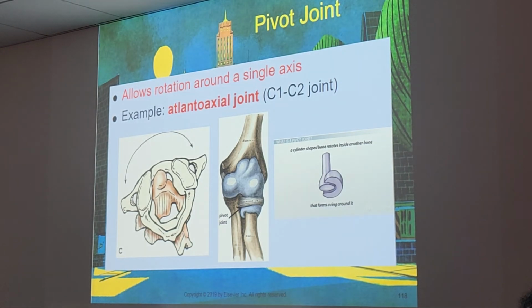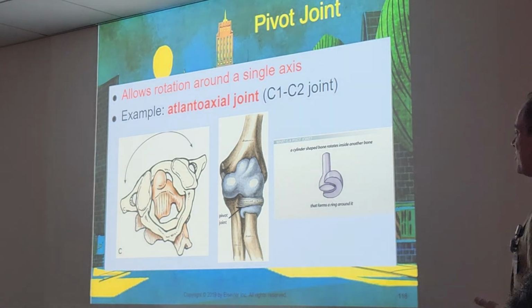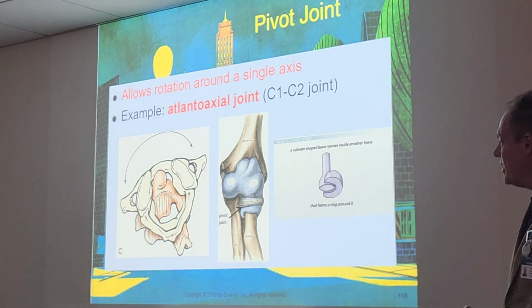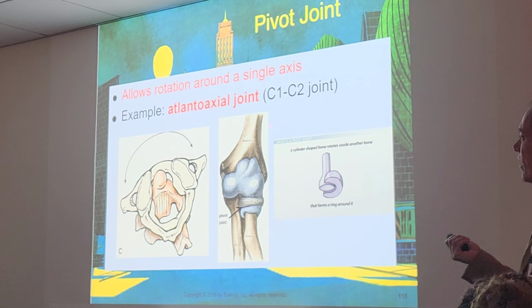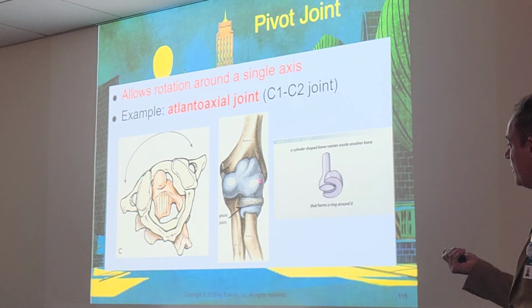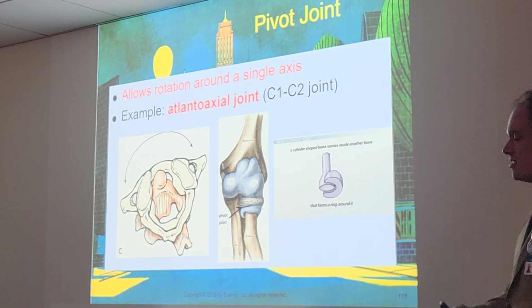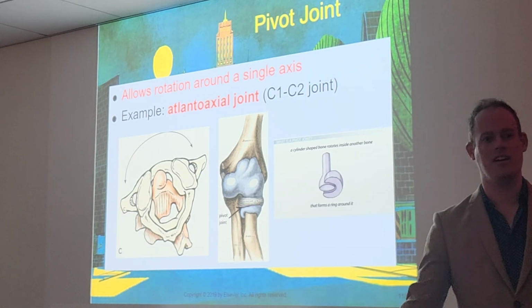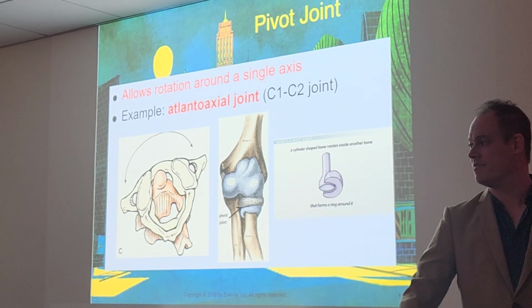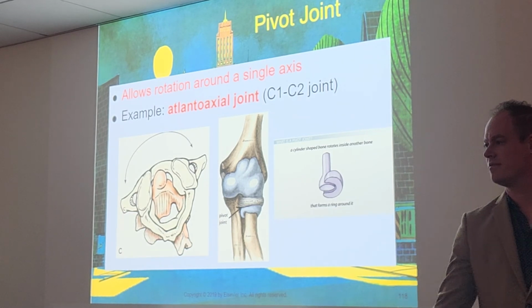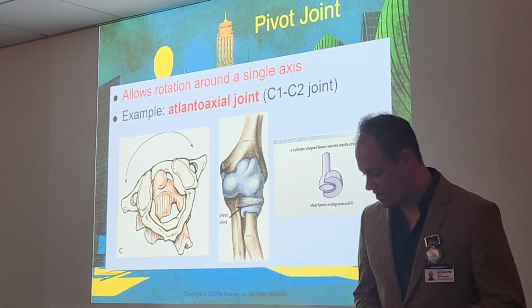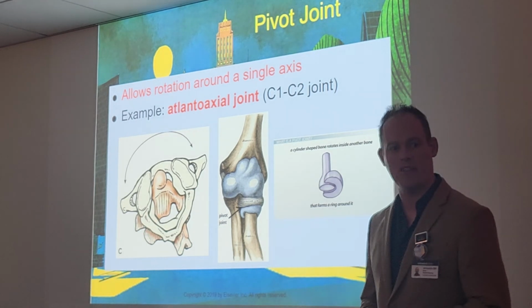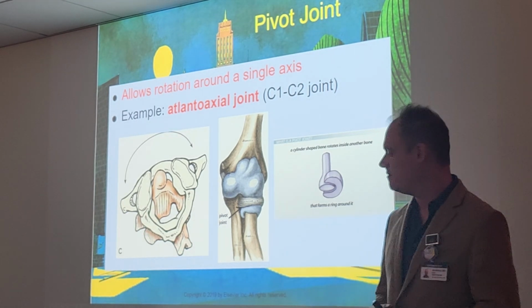Yes, so we have multiple pivot joints throughout the body. Most famous once again would be that C1, C2 joint, also called the atlantoaxial joint. But there's also one right here between the humerus and the radius. Allows us to do this action right here, where I'm turning my arm. It's pivoting. Of course, we have more throughout the body. We can do that pivot motion with our legs, with our feet.